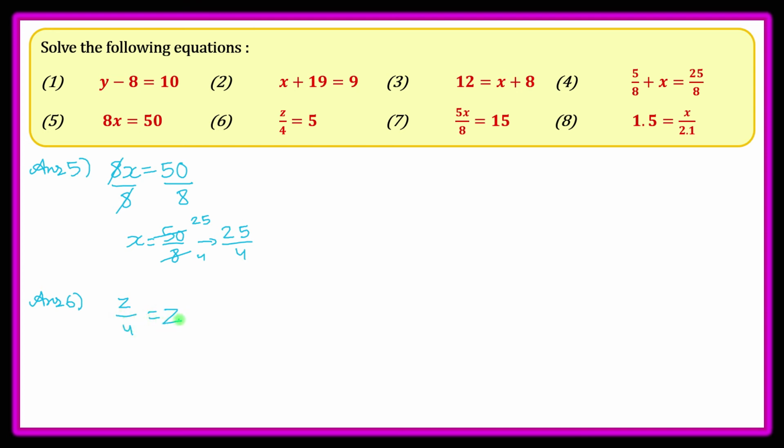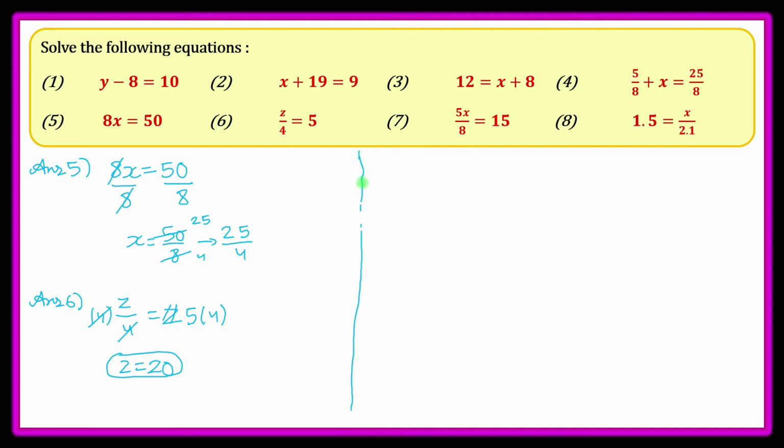The sixth question is z upon 4 equals 5, like this. So here it is divided by 4. The inverse operation of division is multiplication. So I have to multiply by 4 on both hand sides. Remember, I am putting parentheses to indicate that it is not a mixed fraction, it is multiplication. Otherwise you might get confused. So that's why I put parentheses here. 4 will get cancelled out, so we will have z equals 20. So that's the answer.